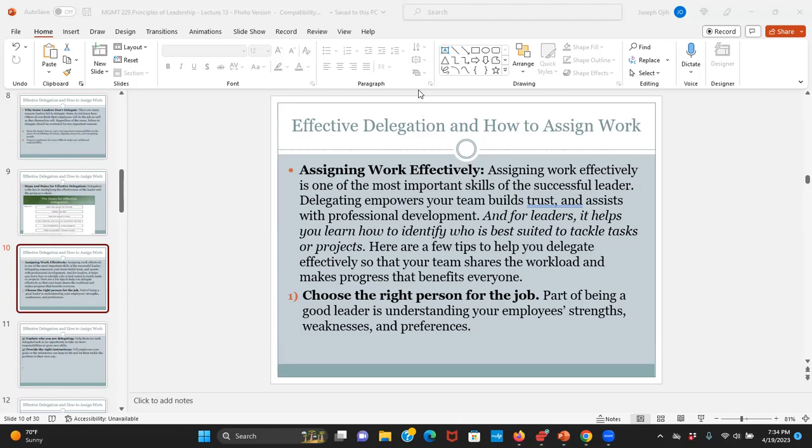Now, I will show you a few tips to help you delegate effectively, so that your team shares the workload and makes progress that benefits everyone. The first tip is choosing the right person for the job. Very, very important. Part of being a good leader is understanding your employees' strengths, weaknesses, and preferences.